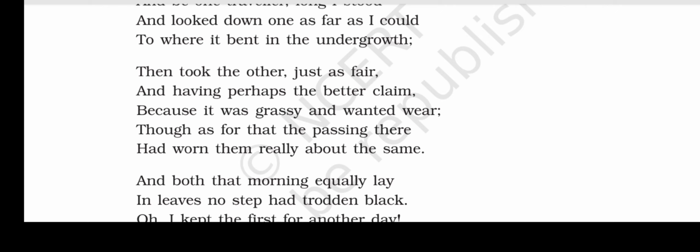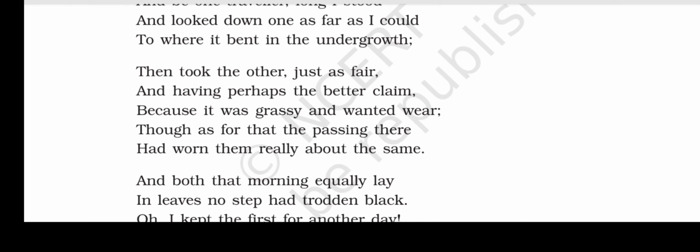So he said out of the two, there was a road, the other one. The first one and the other one are the terms used for two roads here. So he said when he looked at the other road, it had a better claim. A better claim means the chances of traveling through that road had better possibilities according to the traveler. But on what basis was he saying that the other road was better than the first one? Because it was grassy and wanted wear.